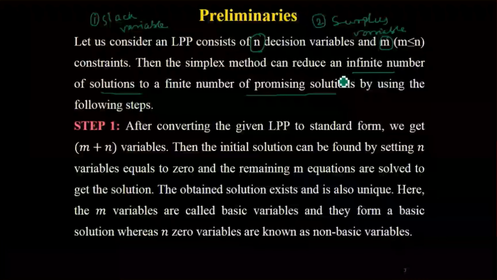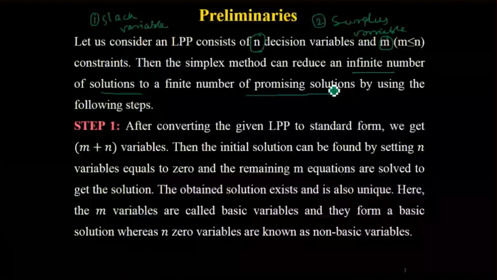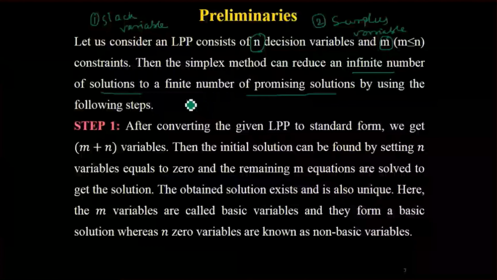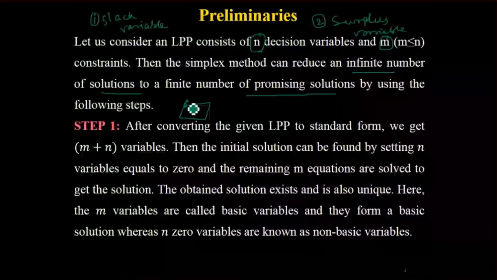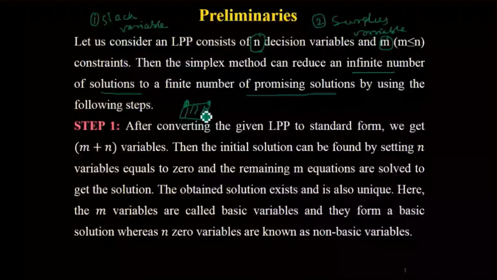See, if you have a convex region, you will get an infinite number of solutions, because in that region, if you take, for example, any point in between, it will have what?